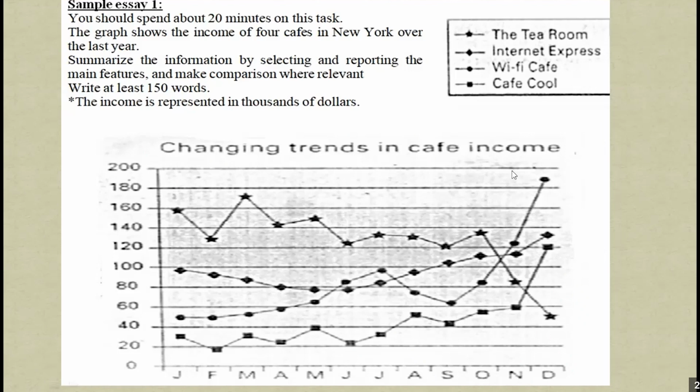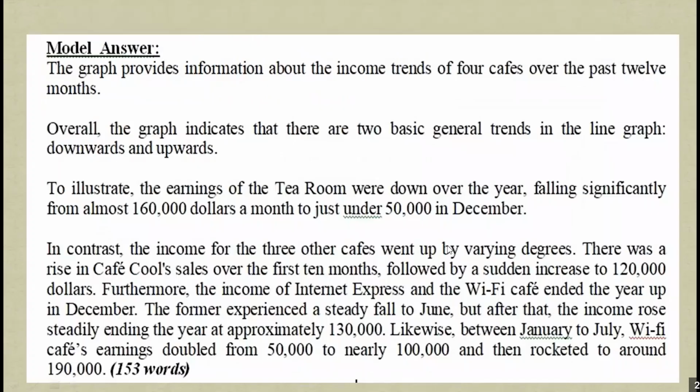So your plan is gonna be like this: an introduction, which is going to be a paraphrase of the question, and then an overall paragraph in which you say that you have 2 trends, and then 2 body paragraphs, one which is very short for the downward cafe, Tea Room, and one which is longer for the other cafes, Internet Express, Wi-Fi Cafe, and Cafe Cool. Let's take a look at this model answer here.